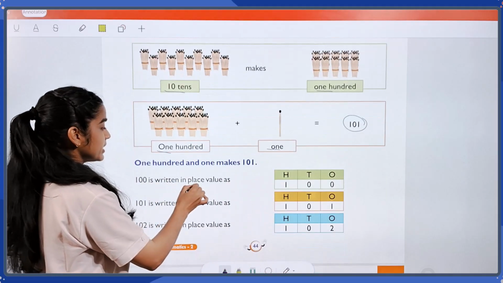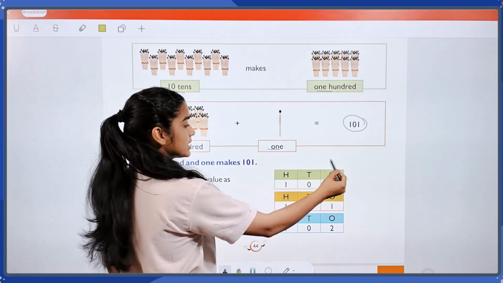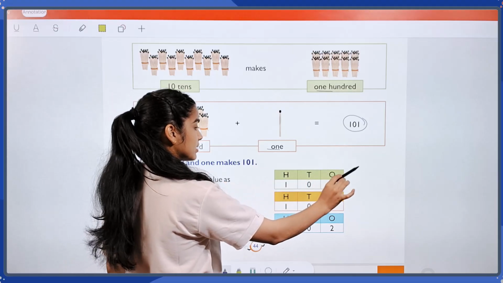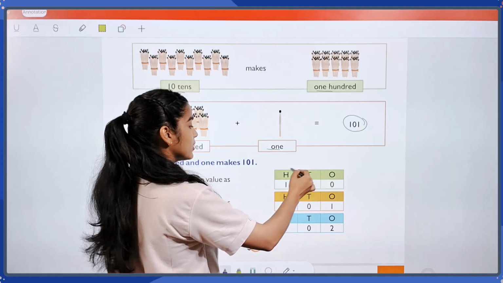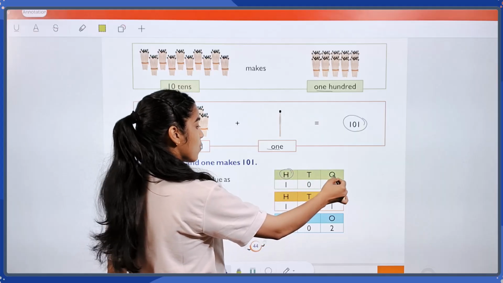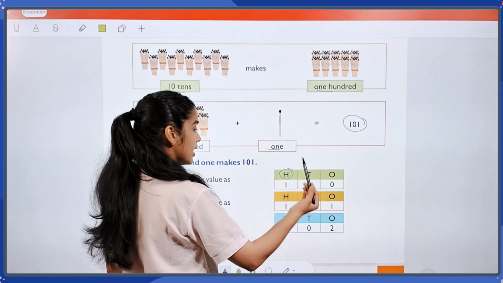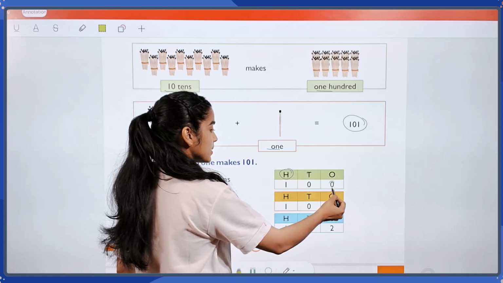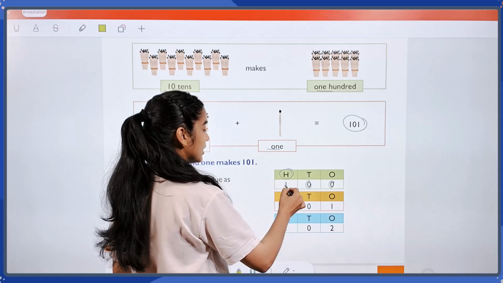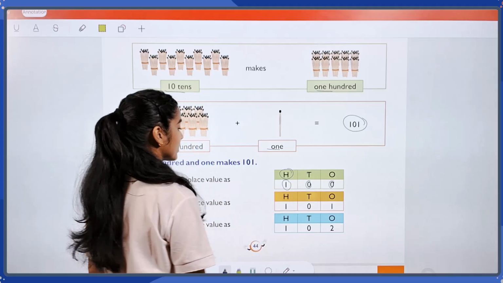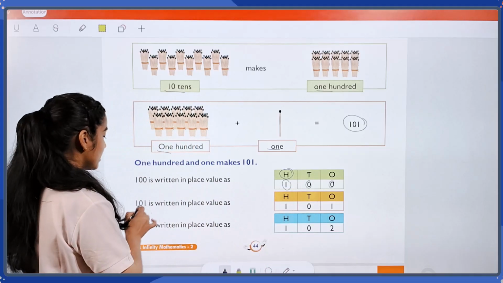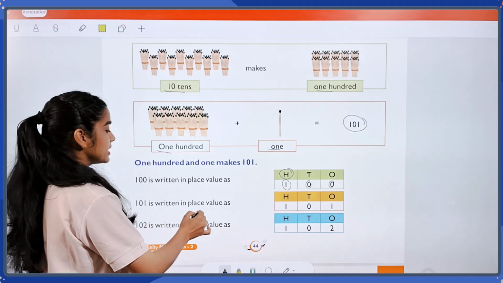100 is written in place value as ones, tens, hundreds. Till now we have just learnt about the ones and tens. Today we have a new place, which is hundreds. So how can you represent 100? Ones place 0, tens place 0, and on the hundreds place we have 1. This is called 100.